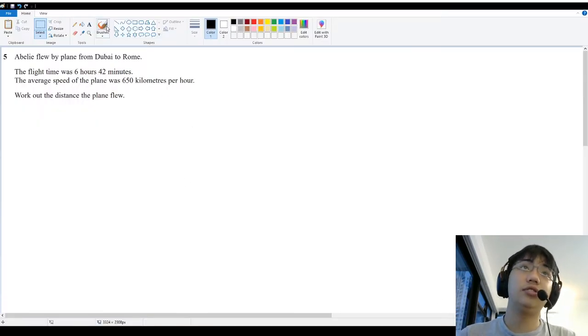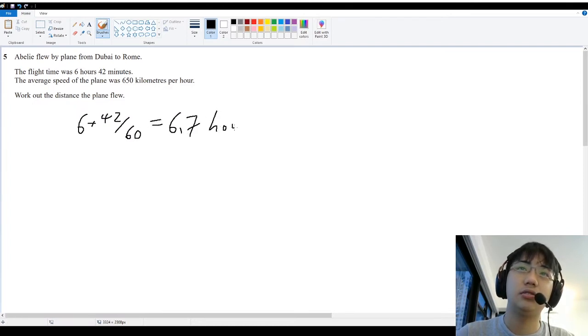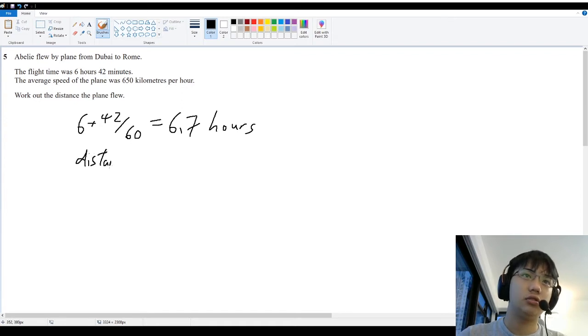So 6 hours and 42 minutes and 650 kilometers per hour. First we must convert 6 hours and 42 minutes into hours. So we have 6 plus 42 over 60, which gives us 6.7 hours. So we have the speed and the time of the plane. To work out the distance, we do speed multiplied by time.